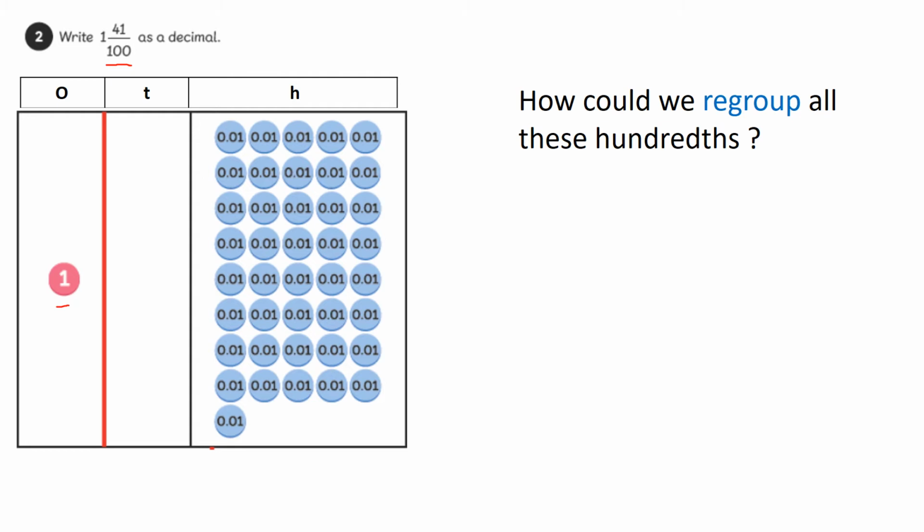We have got 1 in the ones column, we've got nothing right now in the tenths column, but we have got 41 of the hundredths discs in the hundredths column. Now how could we regroup all these hundredths? Any ideas? Let's click on to the next slide to figure it out.